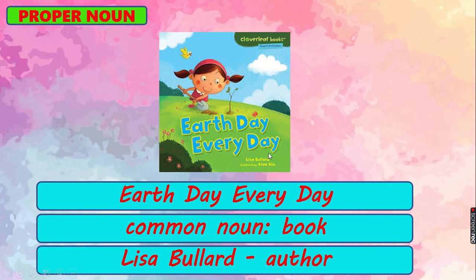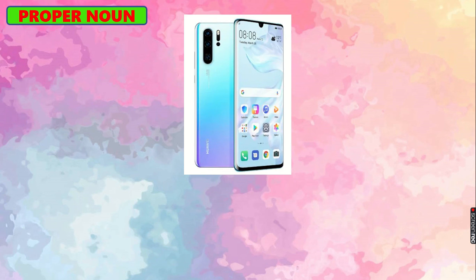Can you see another proper noun? Yeah, it's right here, but I didn't include it in the words on the PPT. This is Shao Xin. Shao Xin is a proper noun, and the common noun for Shao Xin is illustrator, because Shao Xin is an illustrator. Now let's move on to the next.